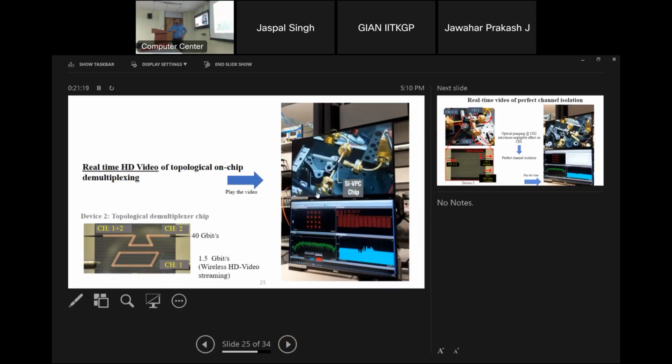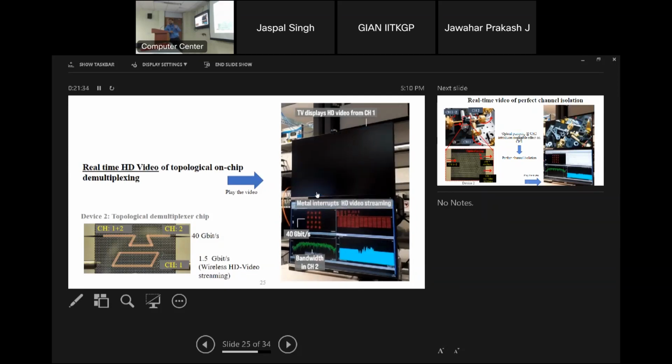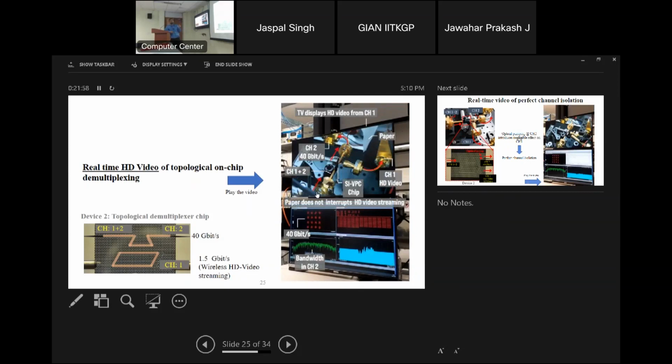Okay, what you are seeing here is that we have taken the video in a very weird configuration. This chip is tilted in this direction, and we are sending data, and the video that you are seeing is the live high definition video playing via this channel. We purposely made one wireless domain here, because as we keep the metal, the video keeps getting disrupted. But the 40 Gbps data transporting via this channel, nothing happened to that. So once again, when we bring the paper, the video display gets affected, but nothing happens to the 40 Gbps data streaming.